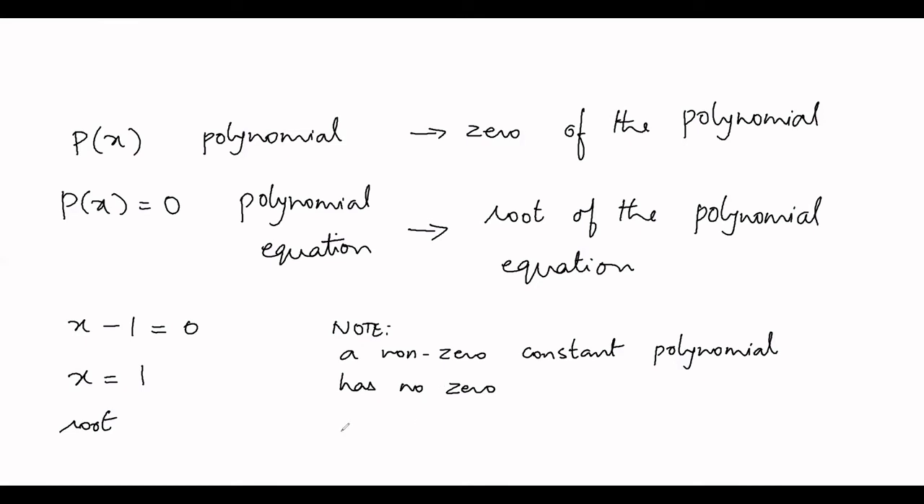So you can generalize that every real number is a zero of the zero polynomial.